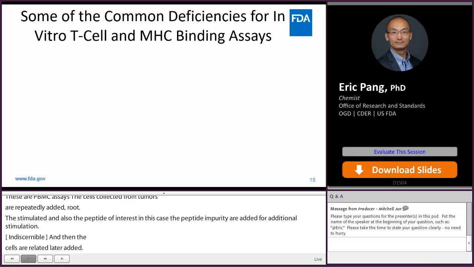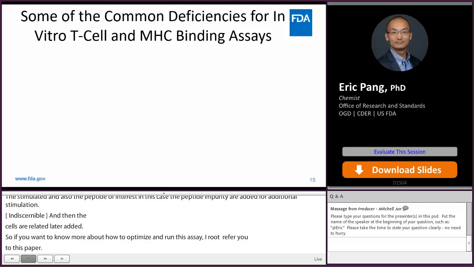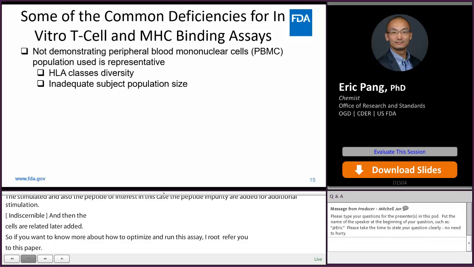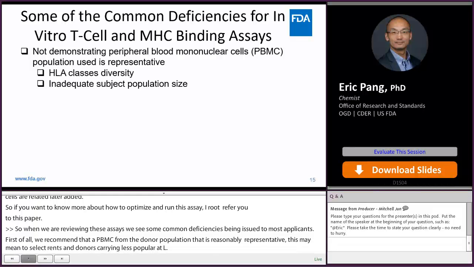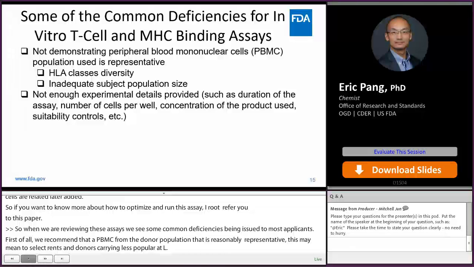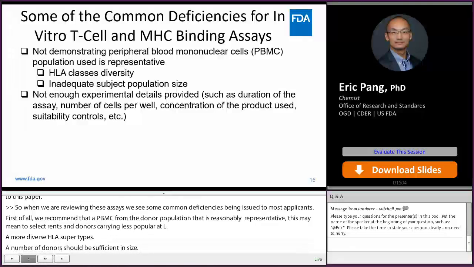So when we are reviewing these assays, we see some common deficiencies being issued to most applicants. First of all, we recommend that the PBMC are from a donor population that is reasonably diverse and representative. This may mean selecting some PBMC from donors carrying less popular and more diverse HLA supertypes. Also, the number of donors should be sufficient in size. In order for us to determine if the assay is adequate and fit for purpose, we like to know the details of how the experiments are designed. Therefore, experimental details such as duration of the assay and number of cells per well should be provided.